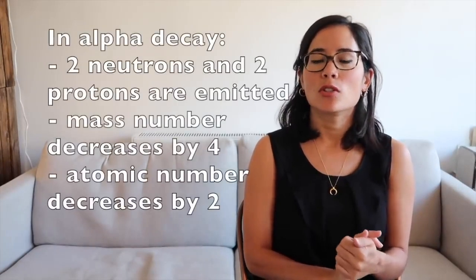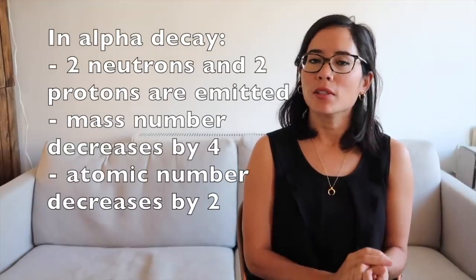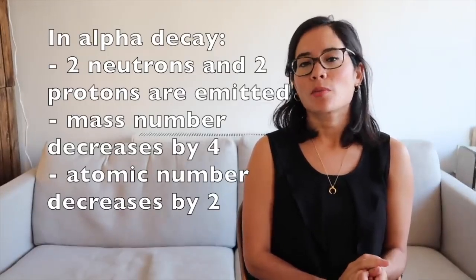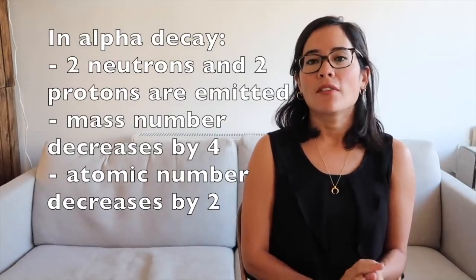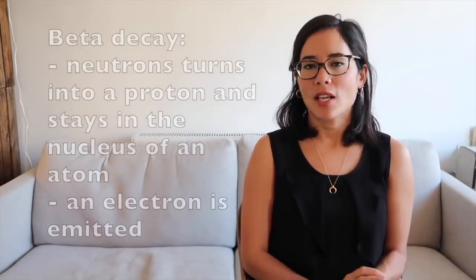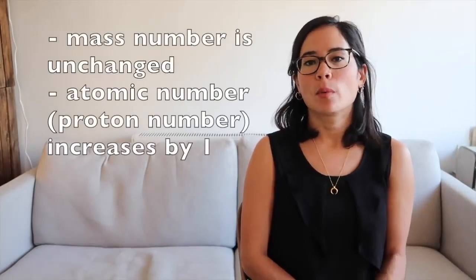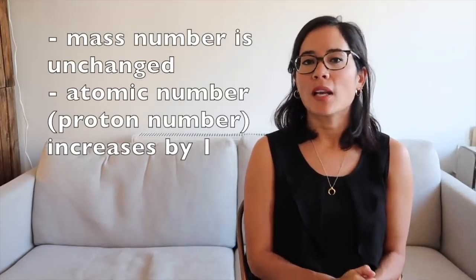So what happens when alpha radiation happens is that 2 protons and 2 neutrons are lost from a particular atom, and clearly therefore you will have a new element whose atomic number, remember that's the proton number, is 2 fewer than it was before, and the mass number, because it's lost 2 protons and 2 neutrons, will have gone down by 4. With beta radiation, what's happened this time is that a neutron has turned into a proton and stayed within the nucleus of that particular atom. So because a neutron and a proton have the same mass, clearly the mass number will be unchanged, but the proton number will have gone up by 1, so you will have a new element.